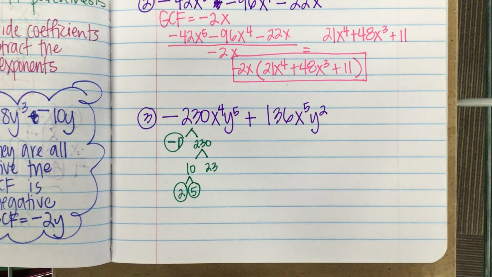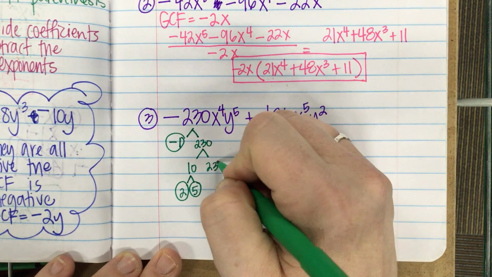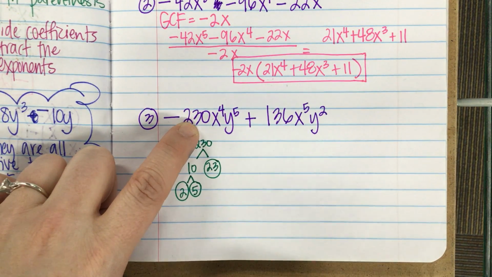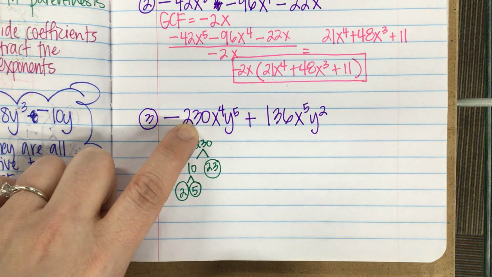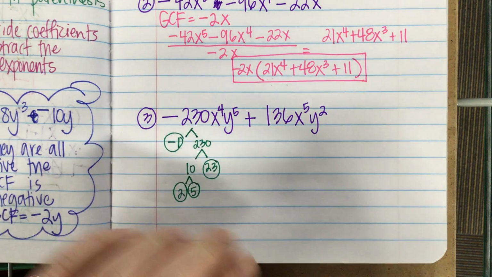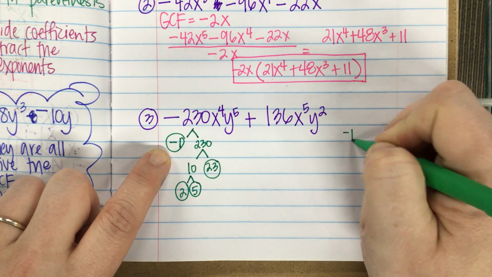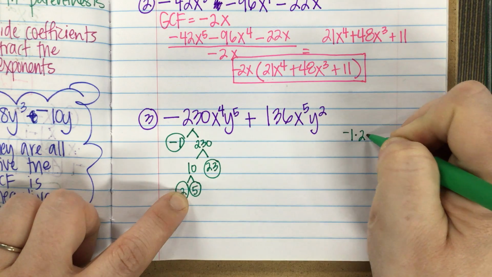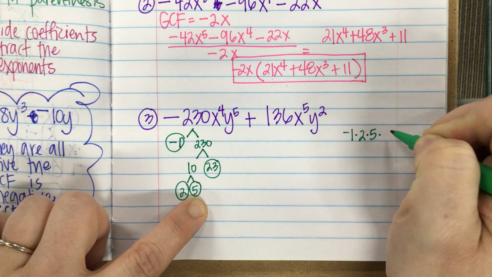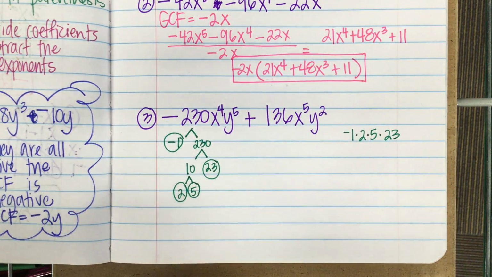What do you know about 23? It's also prime. So the factors of 230, or negative 230, I'm going to write them down, are negative 1 times 2 times 5 times 23.